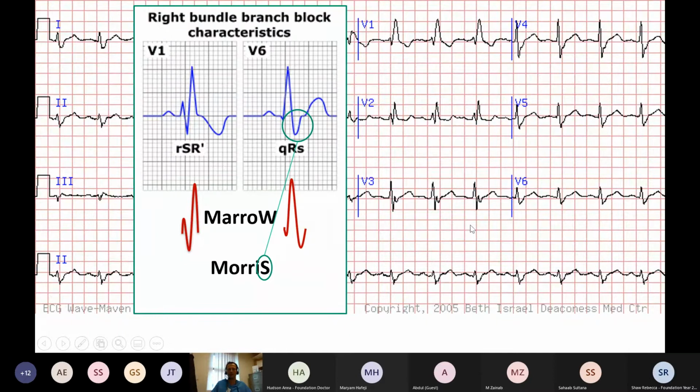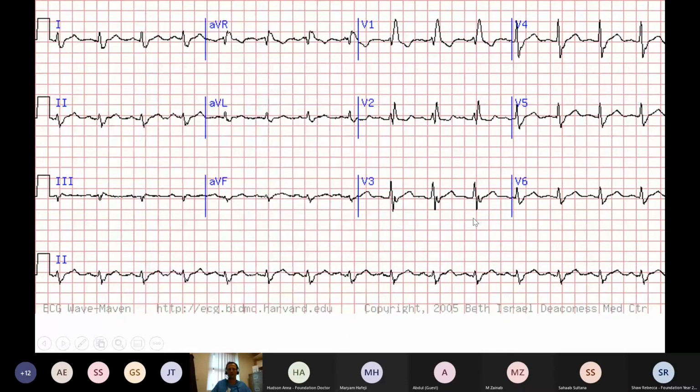Good. So this patient has right bundle branch block. Is there anything else we can say about this ECG? Or is right bundle branch block the only diagnosis to be made?